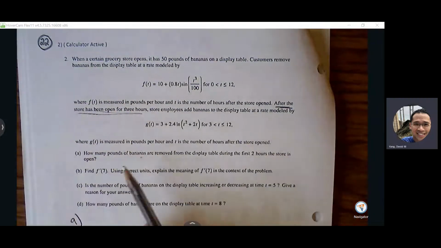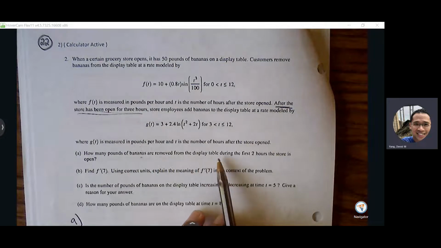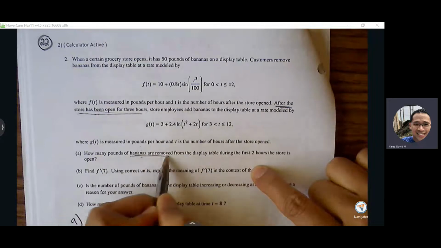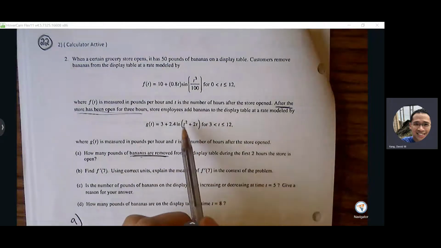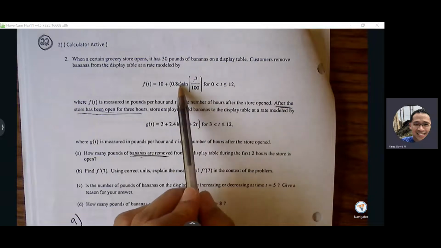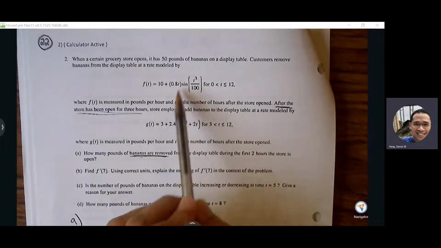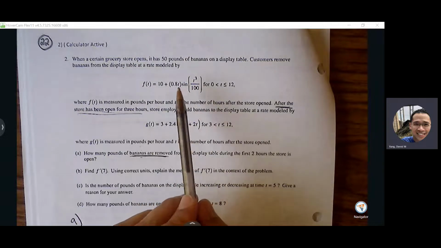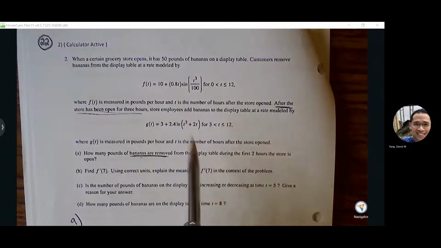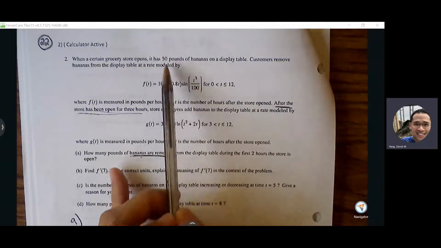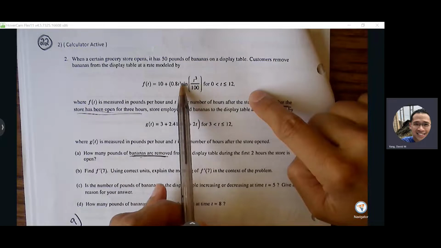how many pounds of bananas are removed from the display table during the first 2 hours the store is open? So we know that we're talking about bananas being removed, so this g of t is not going to help us. We only use f of t because that's what involves the number of bananas removed. But also, we don't care about how many bananas there are to begin with. So that is not going to factor in at all. It's just going to be dealing with f of t.